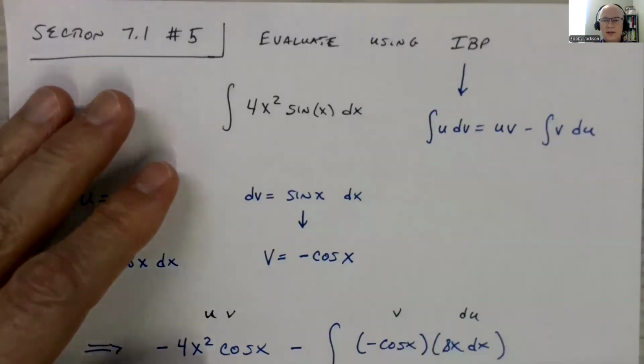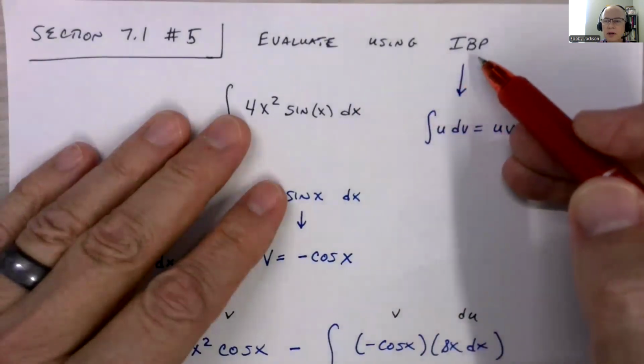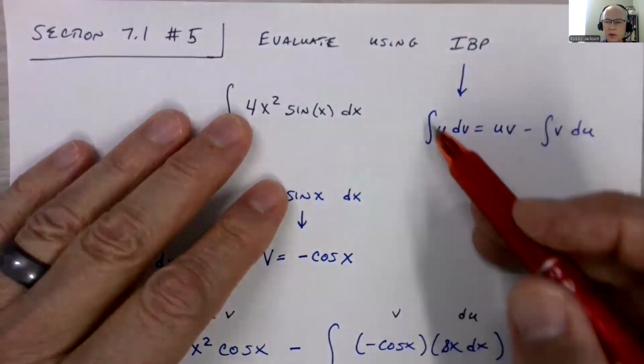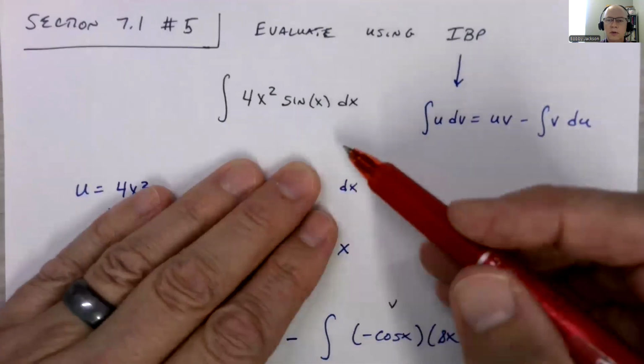Let's take a look at number 5 in section 7.1. We're going to evaluate using IBP, that's my notation for integration by parts. Here's the integration by parts formula by the way again, and here's the integral we're going to work on.